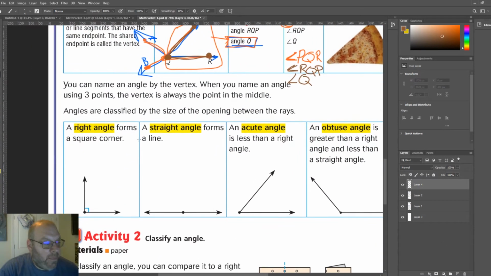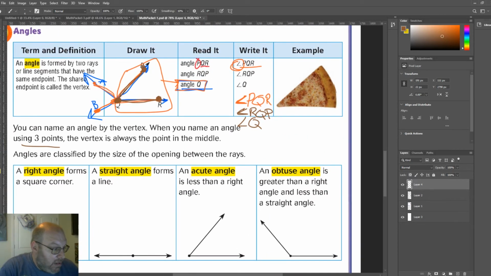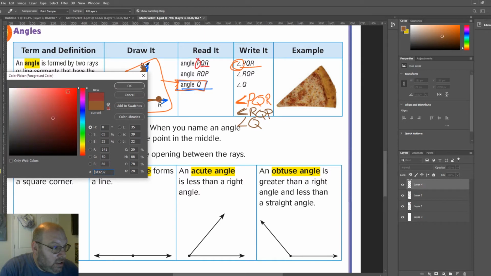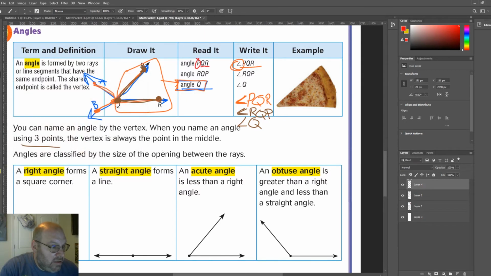Now, let me read here. You can name an angle by the vertex, which is what we did. When you name an angle using 3 points, the vertex is always the point in the middle. Okay, I kind of went over that, but let me reiterate that. And let me put in a big, bold, red: the vertex is always the point in the middle. This Q is always the point in the middle.